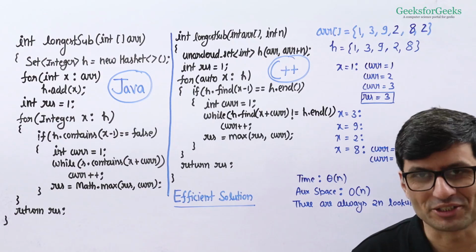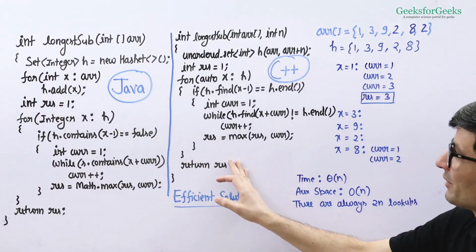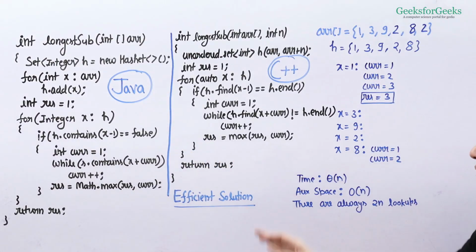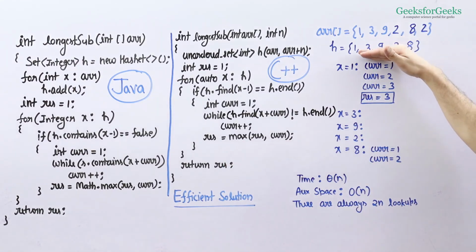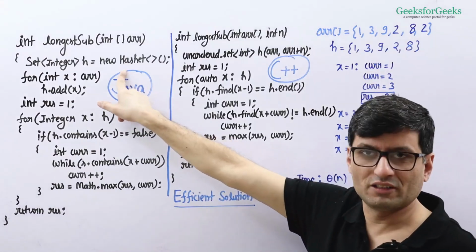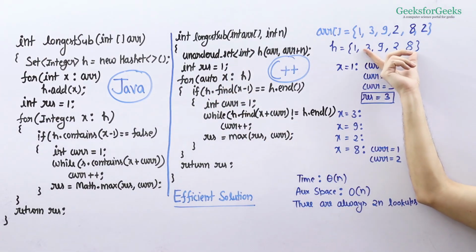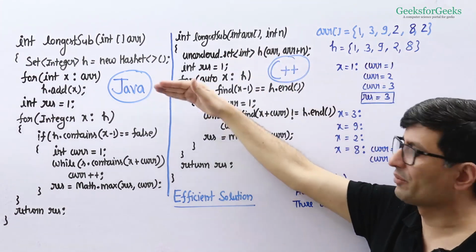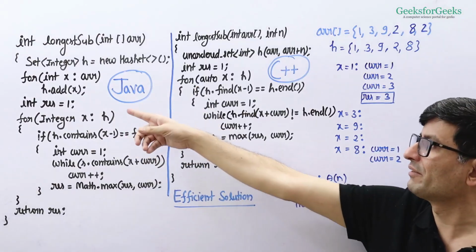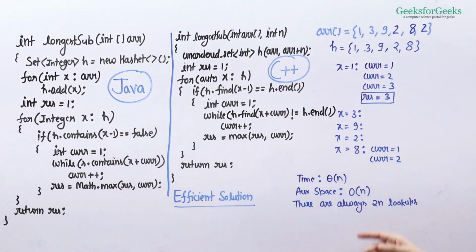Here is implementation of the efficient approach. This side we have Java implementation, and here we have C++ implementation. So what are we doing in this implementation? We are first building a hash table, a hash set in Java, and an unordered set in C++. So the hash set has distinct elements. After building the hash table, we are traversing through the hash elements, right? We have a loop in both the implementations, this loop here and this loop here. Now what are we doing inside this loop?